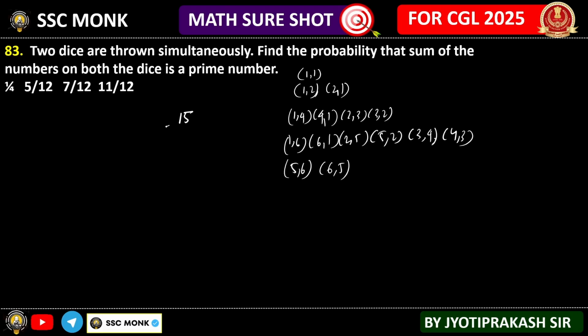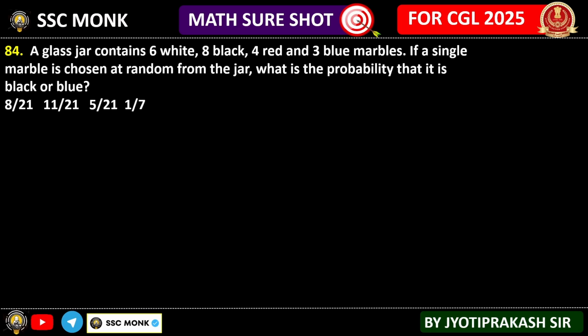So total 15 pairs. Total outcomes are 6 into 6, 36. So what is the possibility? 3 5s are 15, 3 12s are 36. So probability is equal to 5 by 12. Clear? Next, a glass jar contains 6 white, 8 black, 4 red, 3 blue marbles.